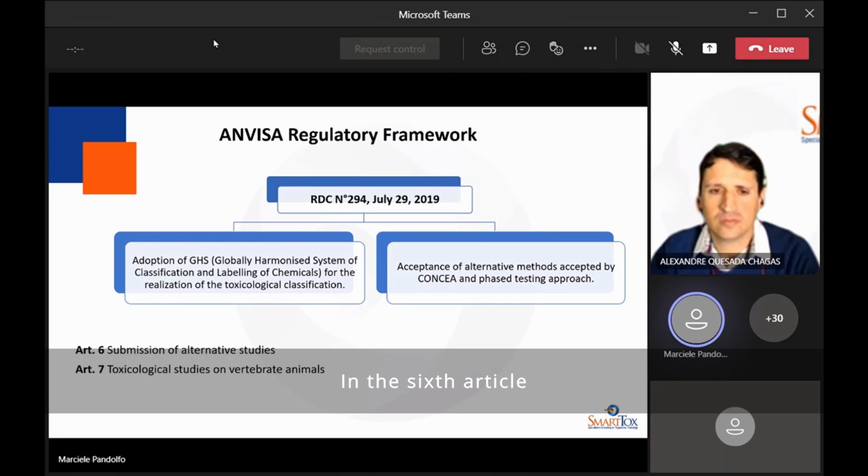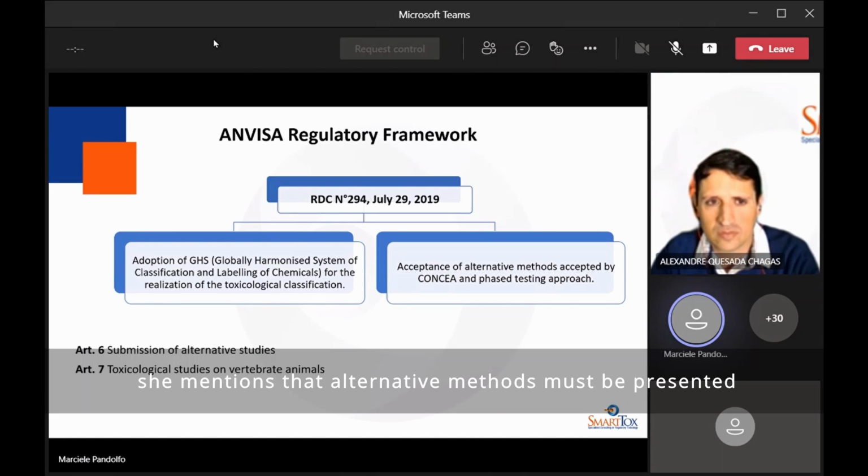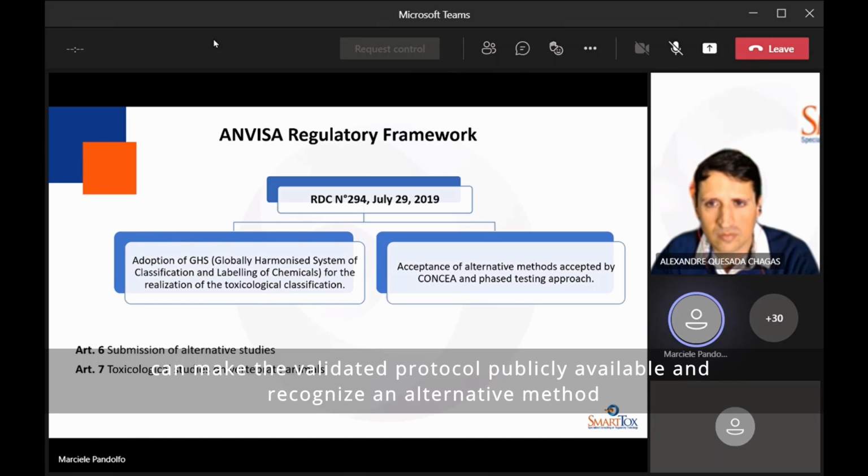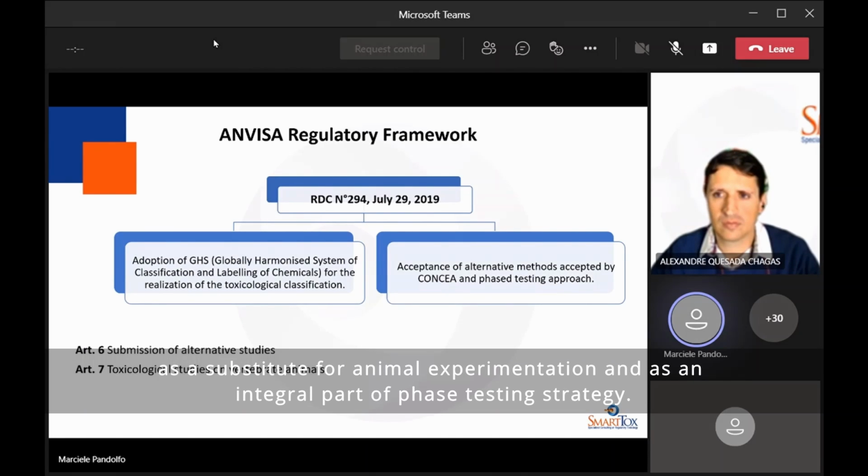No artigo 6º, ela cita que os métodos alternativos devem ser apresentados para fins de avaliação toxicológica quando o CONSEA, a OECD ou outra autoridade disponibilizar publicamente o protocolo validado e também reconhecerem um método alternativo como substituto à experimentação animal e como parte também integrante da estratégia de testes em fase.